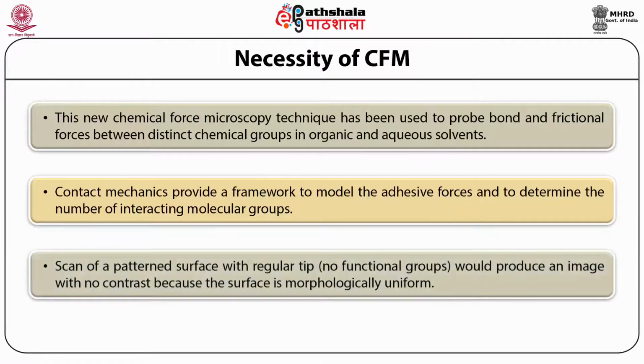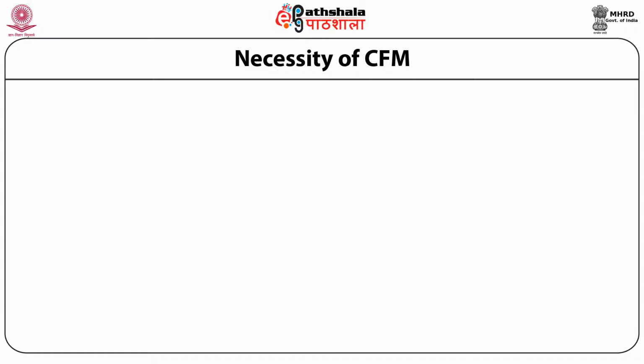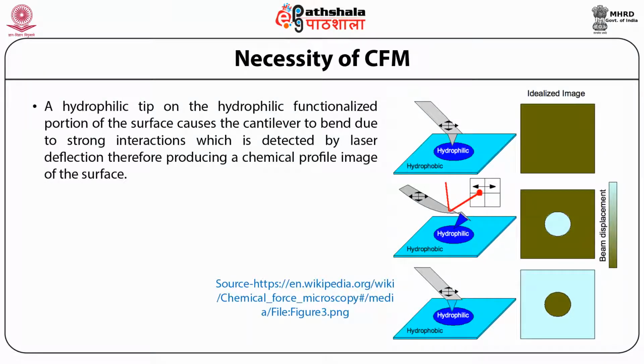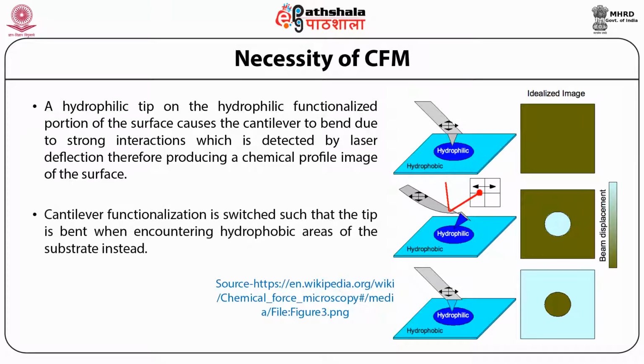A scan of a patterned surface with a regular tip, where no functional group is present, would produce an image with no contrast because the surface is morphologically uniform. A hydrophilic tip on the hydrophilic functionalized portion of the surface causes the cantilever to bend due to a strong interaction, which is detected by the laser deflection, therefore producing a chemical profile image of the surface. Cantilever functionalization is switched so that the tip is bent when encountering hydrophobic areas of the substrate instead. This phenomenon is explained in the picture given below, wherein hydrophobic and hydrophilic attractions between the two plates have been indicated.